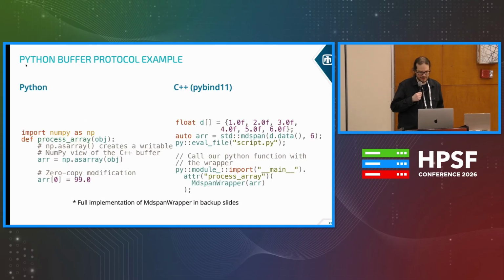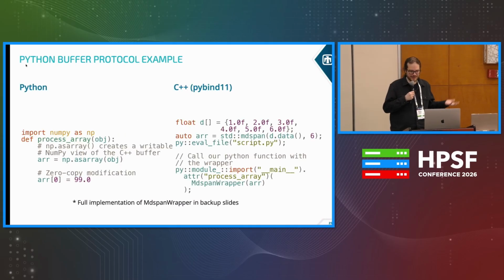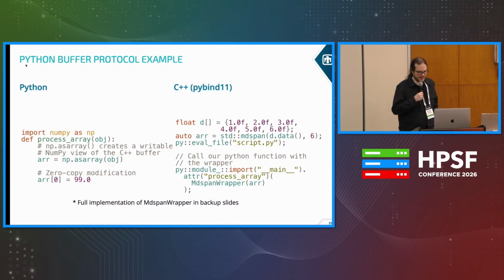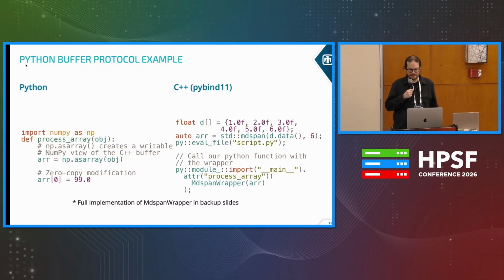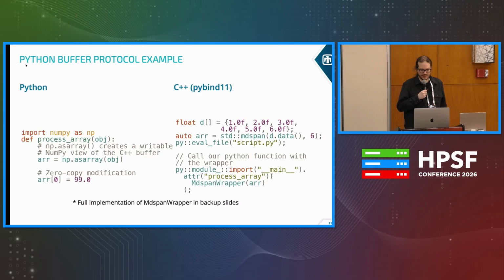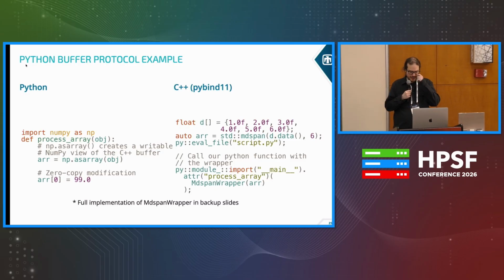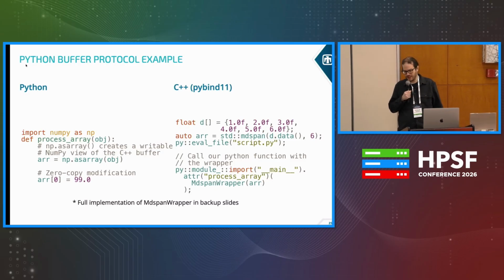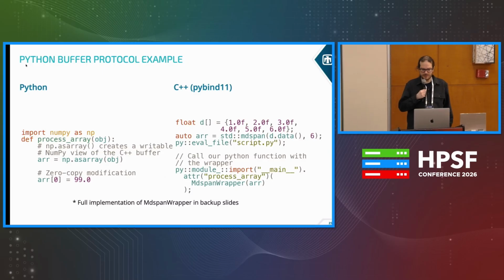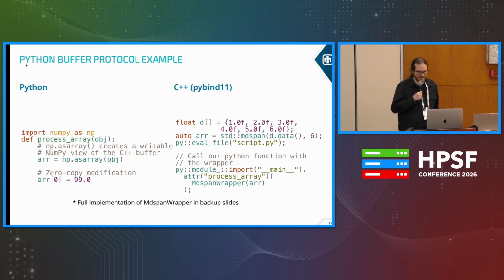For the next part, I want to thank Jakob for contributing this. He wrote this wrapper for mdspan Python interoperability. And again, I'm going to keep the full implementation on the backup slides, but this shows the usage. On the left, you have the Python function just called process array. It's using NumPy, just assigning a value.